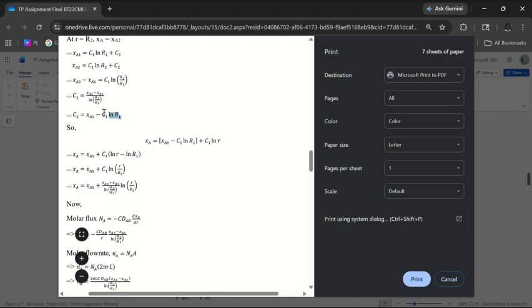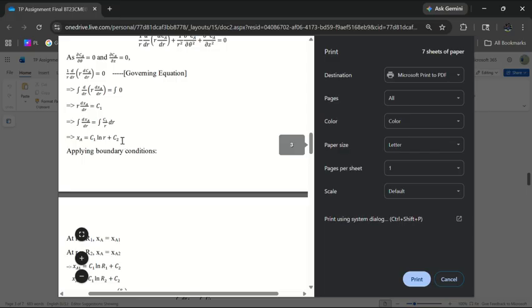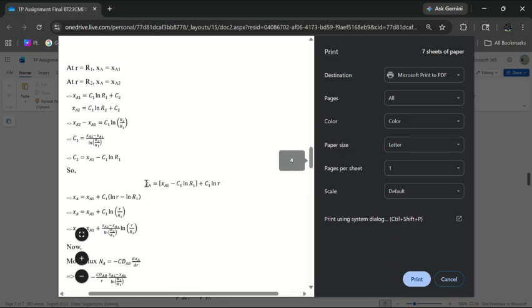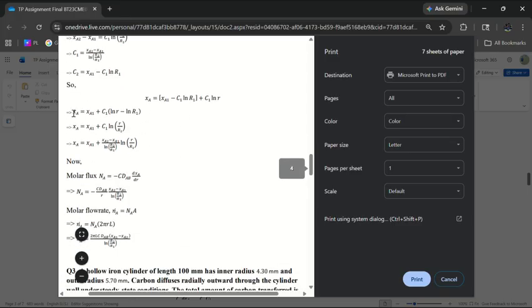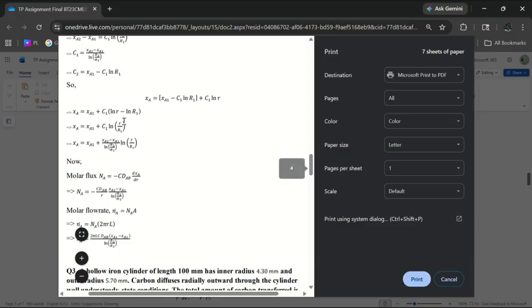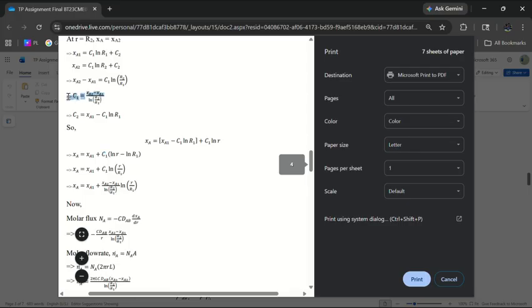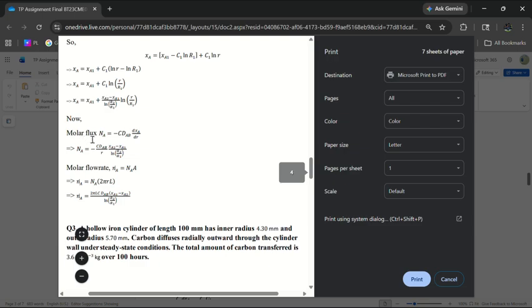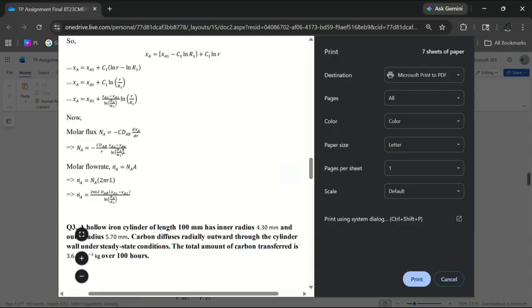Let's bring the value of C1 and C2 into the general equation of XA, this equation right here, and you get something like this. Now, in this equation, we take C1 common, so we get ln R minus ln R1, which becomes ln R by R1, and then we input the value of C1, which is XA2 minus XA1 by ln R2 by R1. Now, molar flux NA is equal to minus C DAB dXA by dR, which we know.